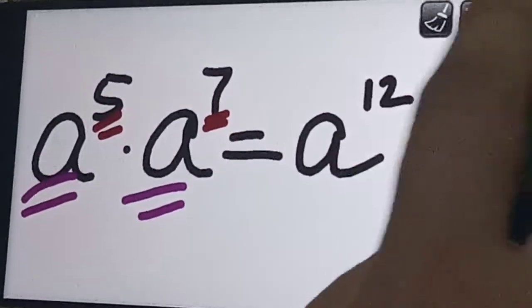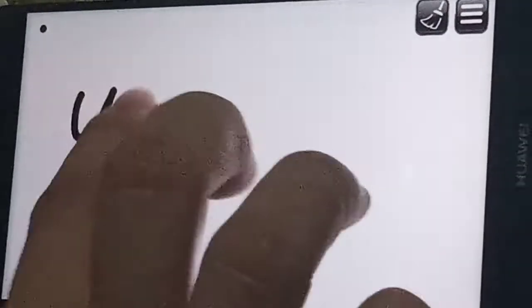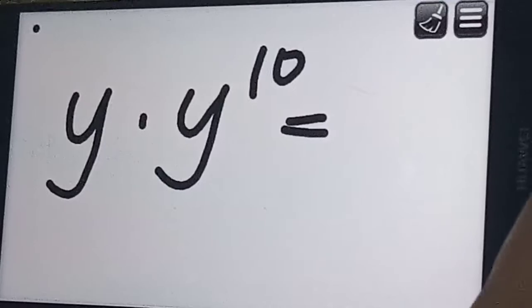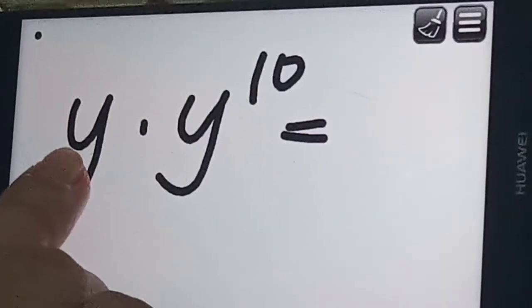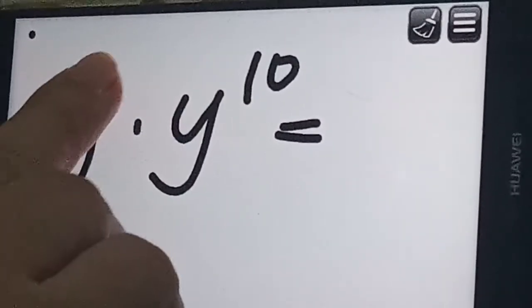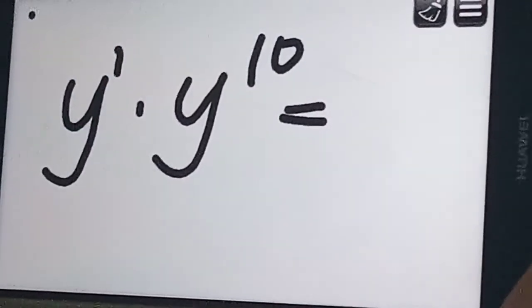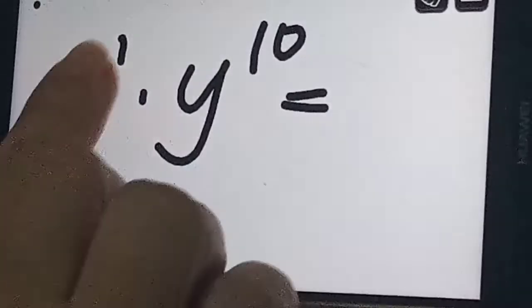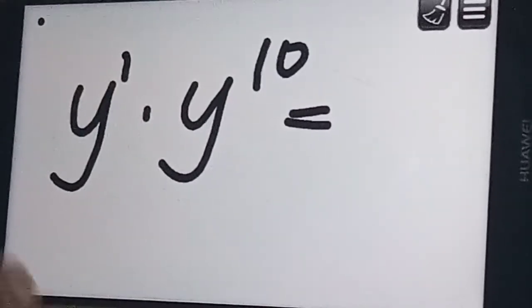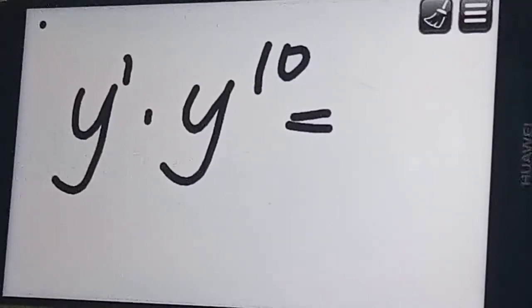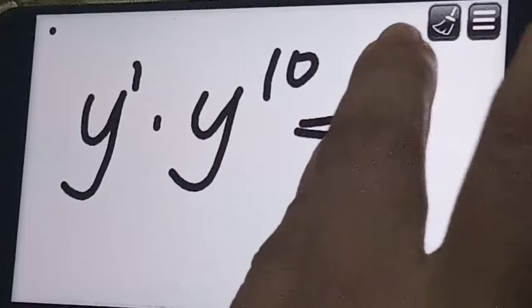Another example. You have y times y to the 10th power. Again, as I mentioned earlier, if you can't see any exponent, it's understood that there is an invisible 1. In algebra, we seldom write it. So what do you think will be the answer here? 1 plus 10 will give you y raised to the 11th power.